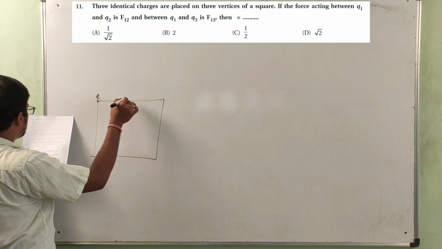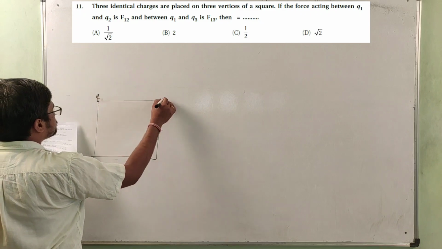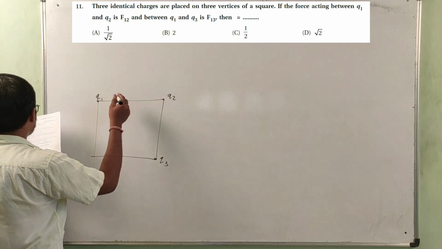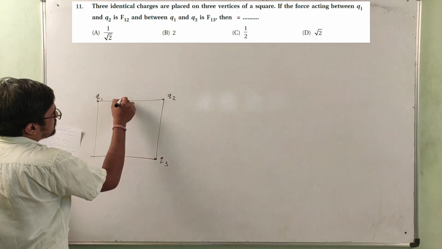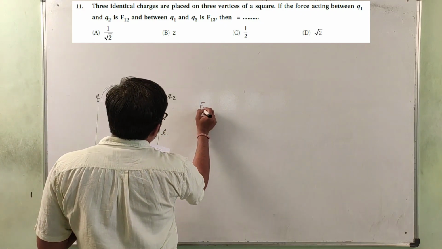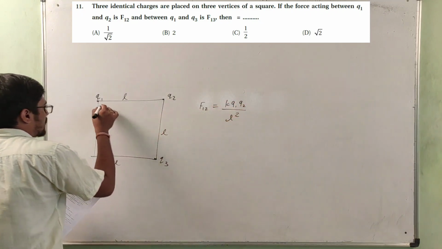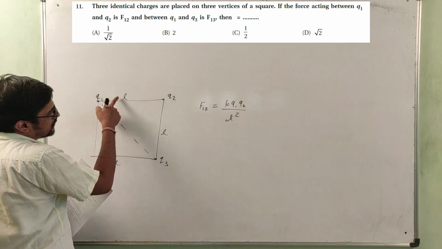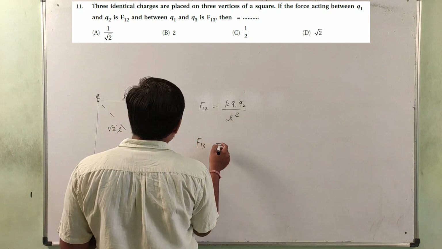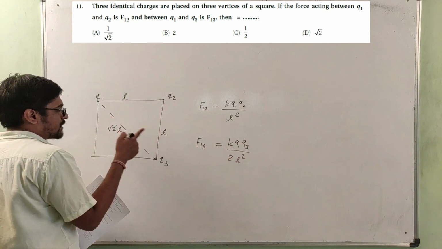Three charges are present, q1, q2 and q3. Suppose the length of the side is L and the distance between q1 and q2 is L. Then the force acting between 1 and 2 is k q1 q2 divided by L square. The distance between 1 and 3 is equal to root of L square plus L square, so 2L square, so it becomes root 2 L. So the force acting between q1 and q3 is k q1 q3 divided by 2L square, since root 2 L whole square means 2L square.